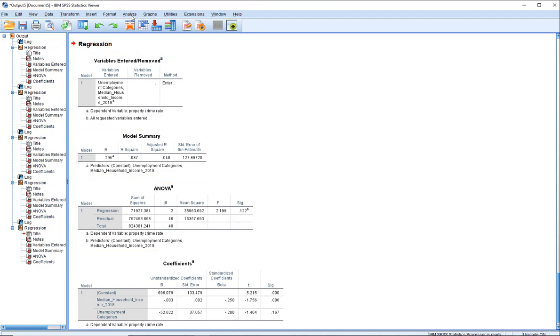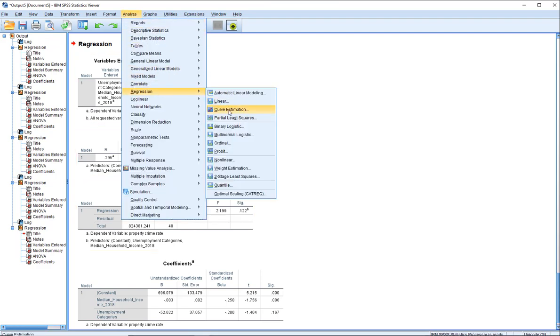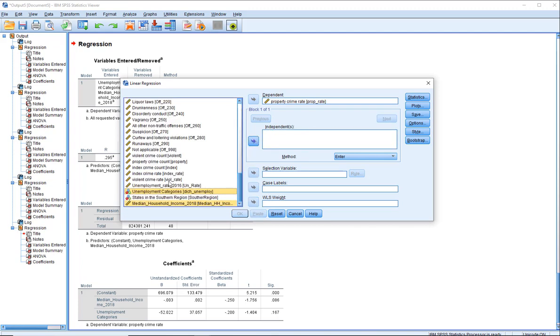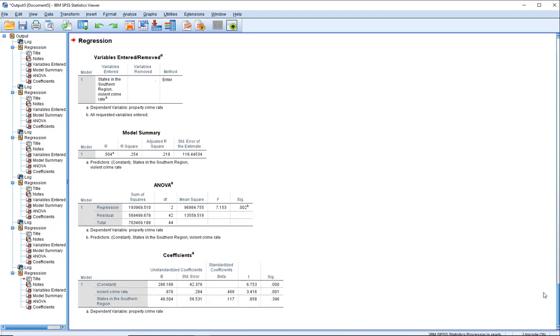So let's just do one last one. This time, I'm going to cheat a little bit, and put the violent crime rate back in. And let's put in maybe the states in the southern region and see what happens. If it's not significant, then we're still going to interpret it just for ease. And sure enough, you can see states in the southern region is not a significant variable. You can see that at the bottom, with a sig of 0.396. Now, my R squared is about 0.25, suggesting that about 25% of the variation in property crime is explained by violent crime and that dummy variable of states in the southern region.